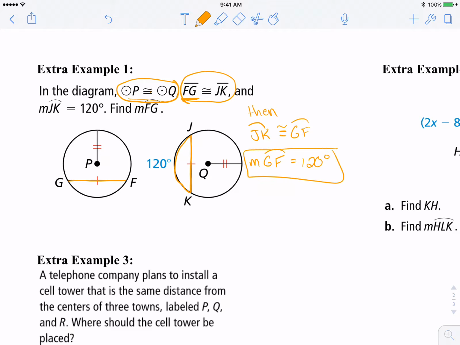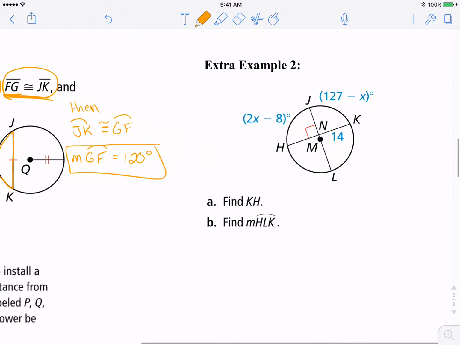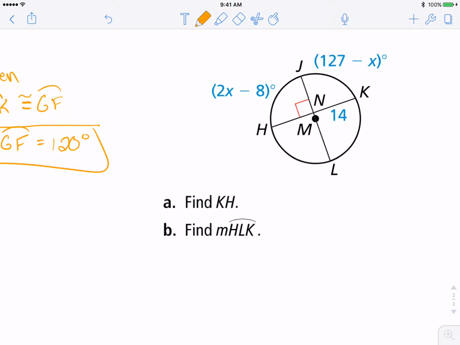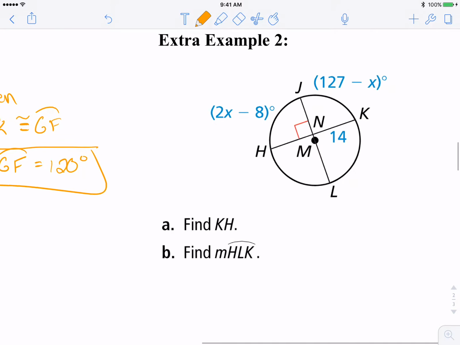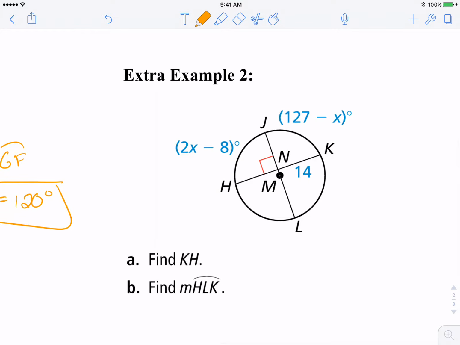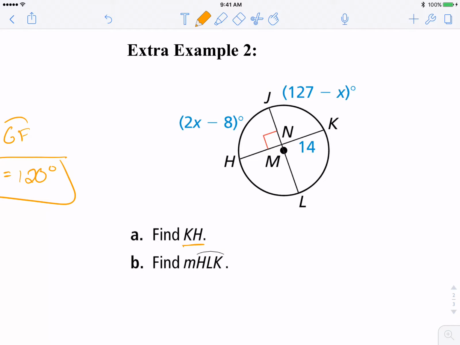Since we not only have congruent circles, we also have congruent chords. Okay. Here, extra example 2. Ooh, this has got a lot of information in it. So first of all, let's look at the picture and figure out what we know. We want to find KH. So K to H, we want to try to find this piece right there, K to H.